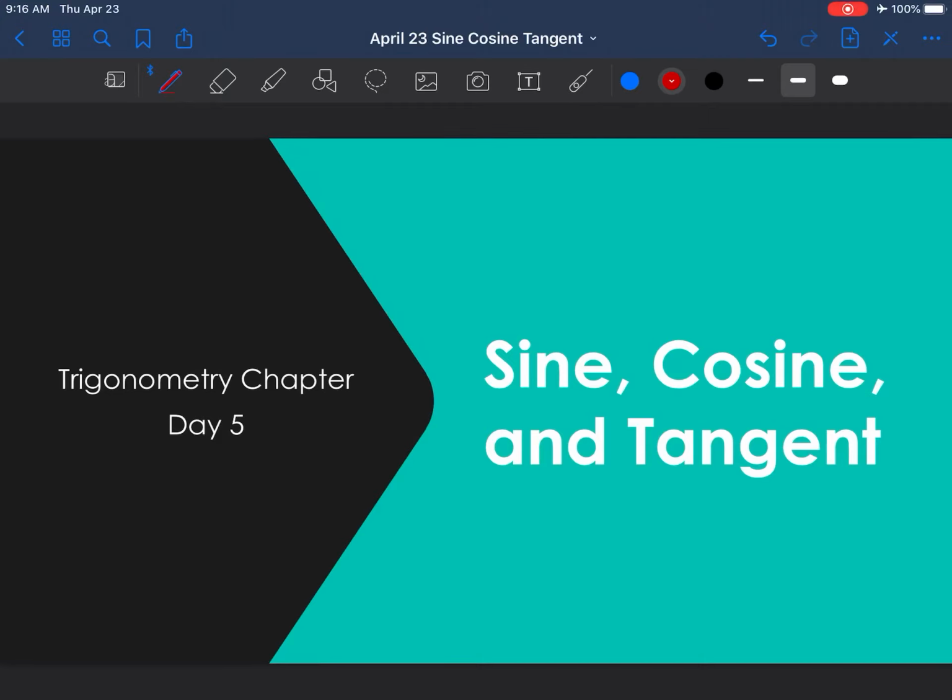All right, guys. So you've made it to day 5 of the trig chapter. Believe it or not, I know some of you guys were complaining when I first mentioned that we were going to go into trig, and look how far we've come. But anyway, now we're going to get into sine, cosine, and tangent. This lesson's not too bad. The next one's definitely going to be tougher though.